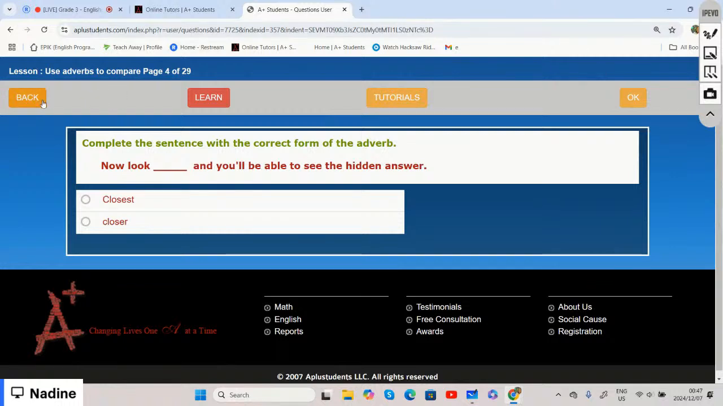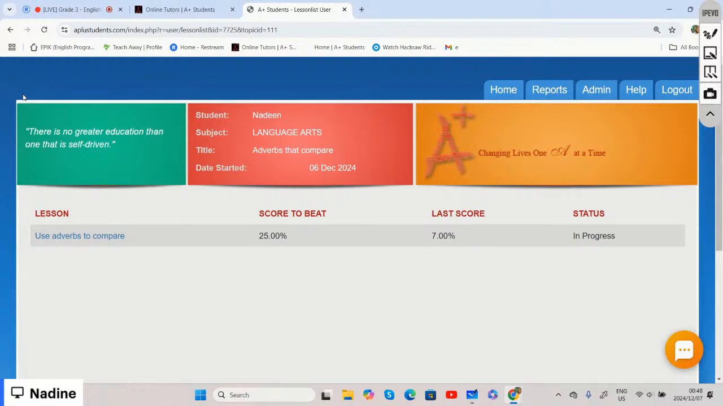All right, but this is the end of our lesson on adverbs that compare. We said that when it comes to adverbs, adverbs either describe or tell us more about a verb, an adverb, or an adjective. But now when we compare adverbs, we either use comparative adverbs that end in er, where we're comparing two things, and we use superlative adverbs, where we're comparing two or more things, and that ends in est.